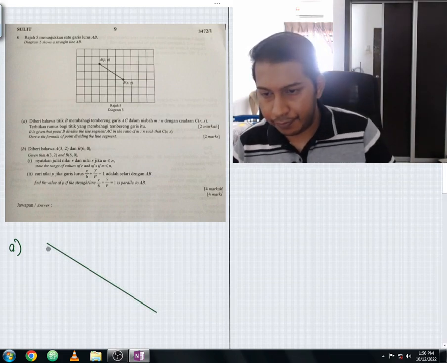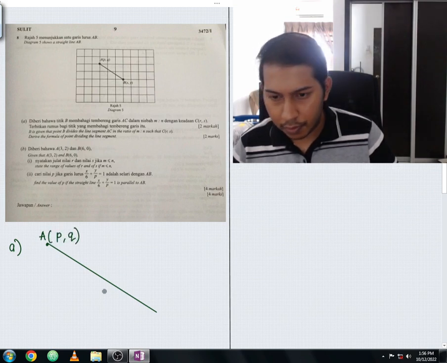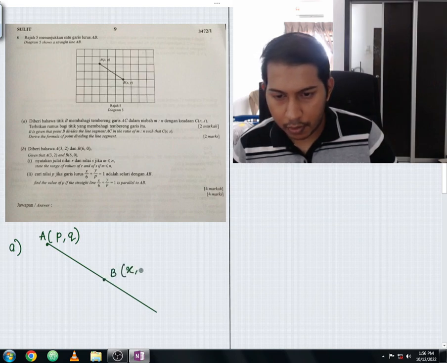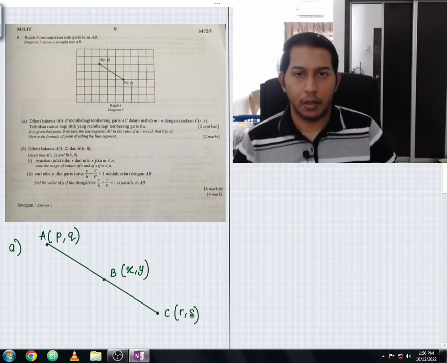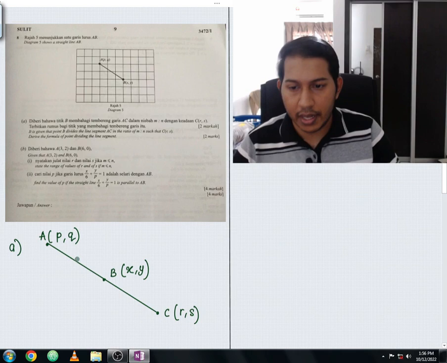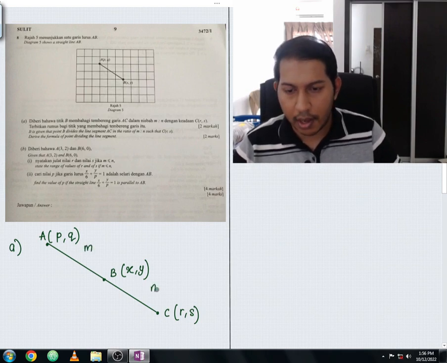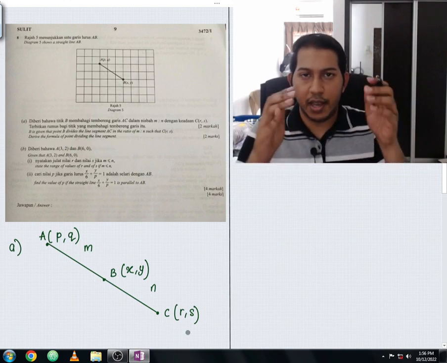So this is the coordinate A, PQ. And then you have a coordinate B, which is XY, and then you have coordinate C, which in this case is RS. And then it is divided in the ratio of m:n. So we will assume that this is m, this is n. From A to B is the ratio of m, from B to C it's the ratio of n.